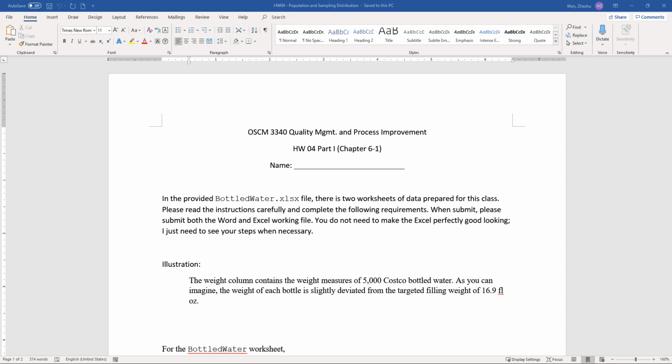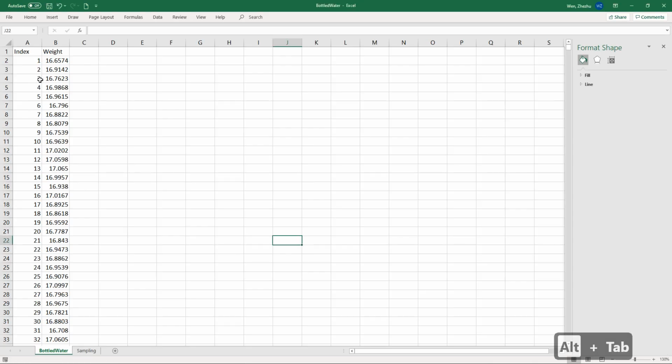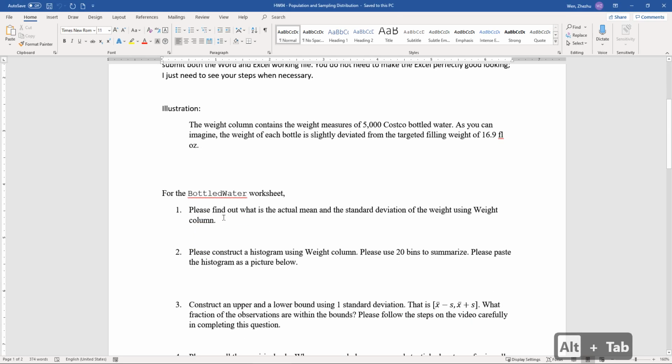In this assignment, I provided you with a data set called bottled water. It's a measure of 5,000 Costco bottled waters. They're targeting a filling level of 16.9 fluid ounces. But if you look at the actual data, they can't really fill exactly 16.9 fluid ounces. Sometimes it's more, sometimes it's less. So we're looking at more of a range of fluid ounces instead of just a single value of 16.90. Anyway, let's start from there.